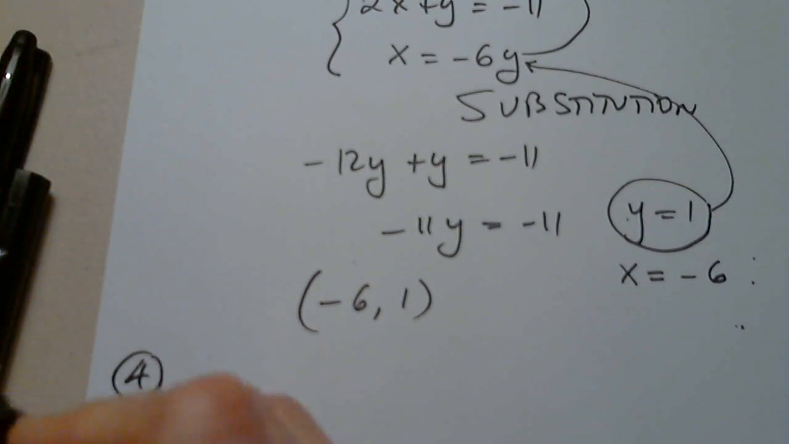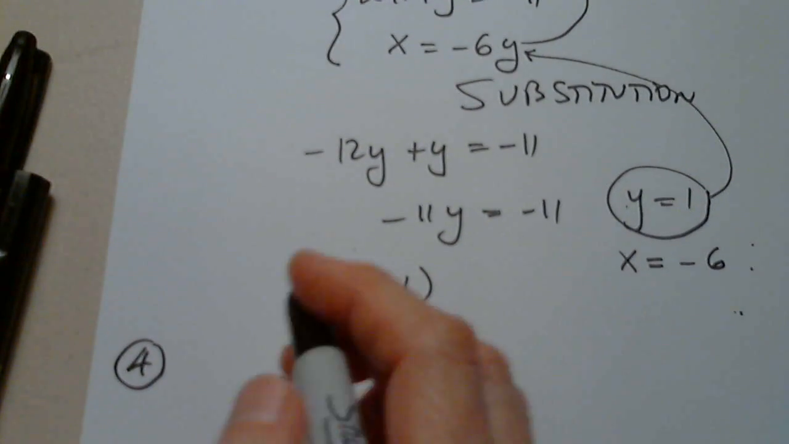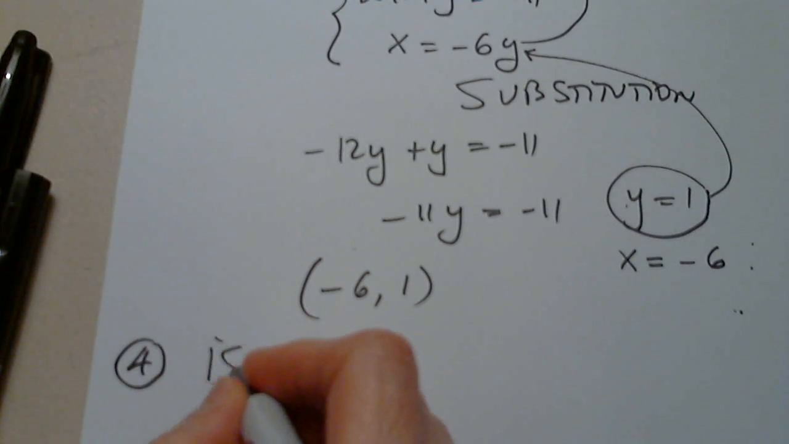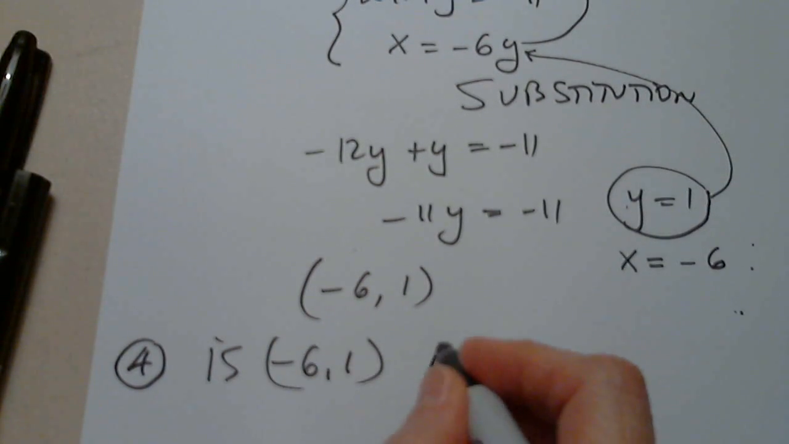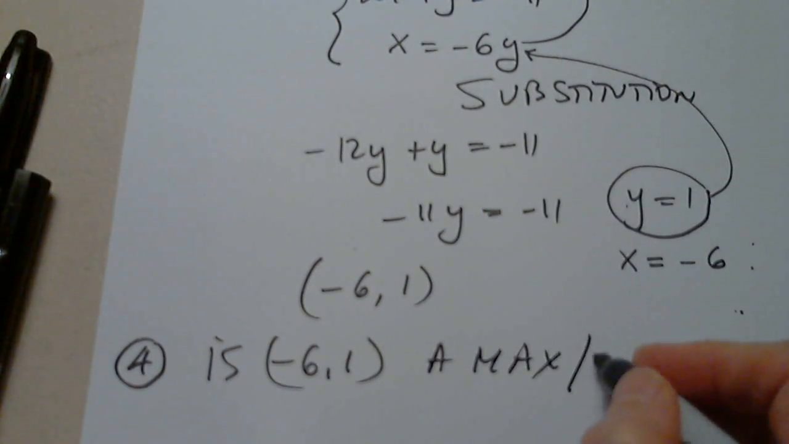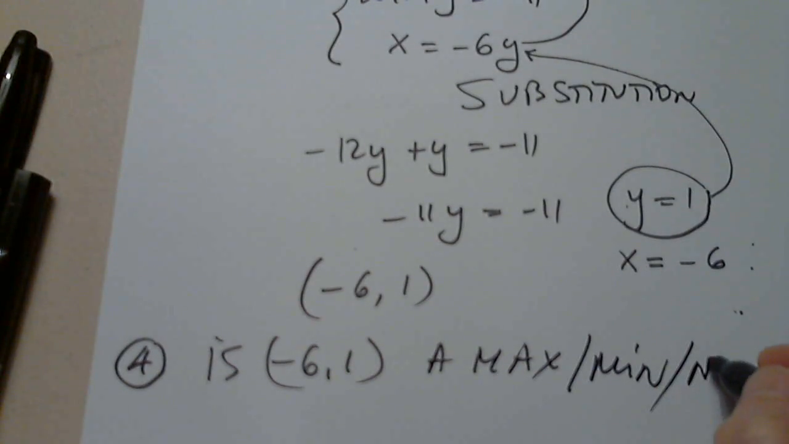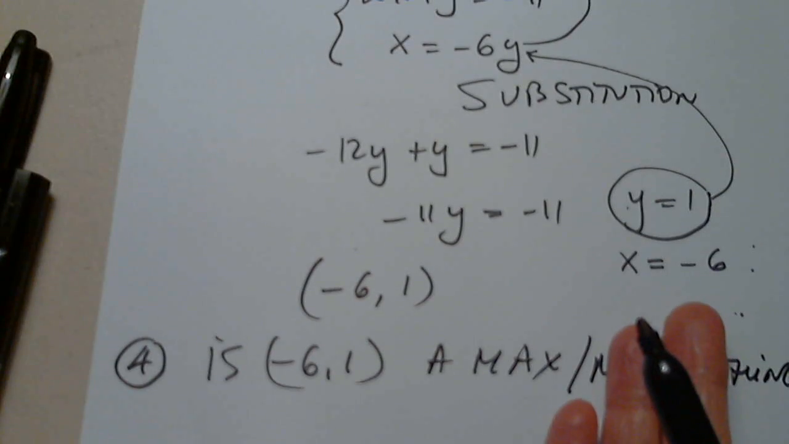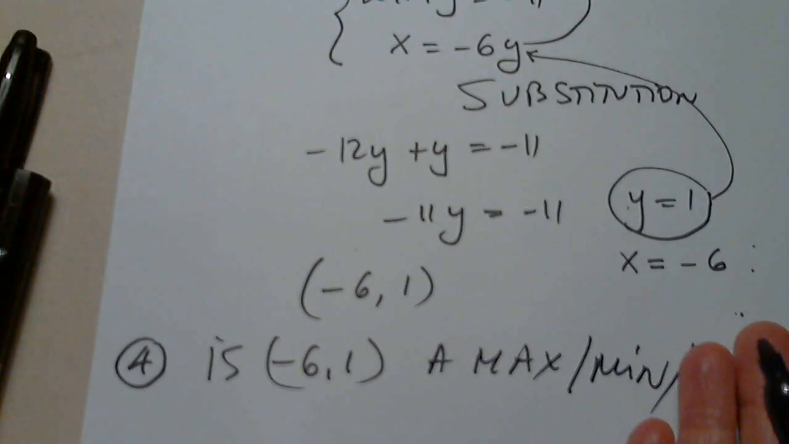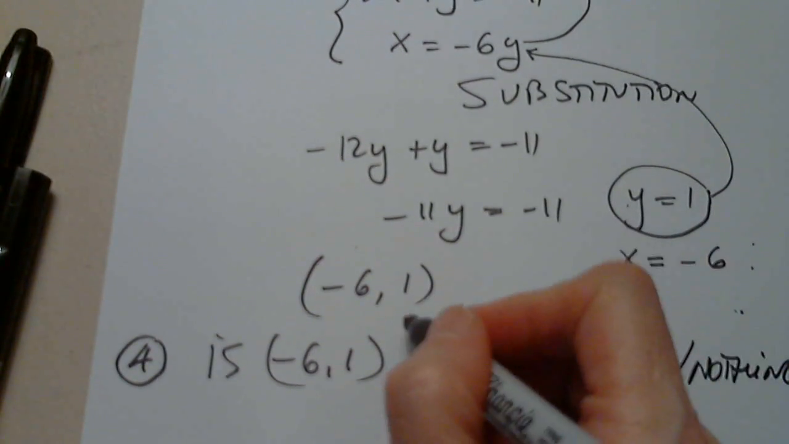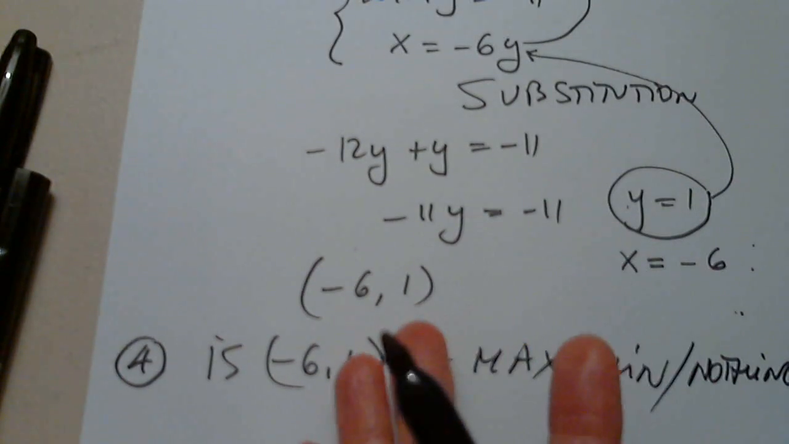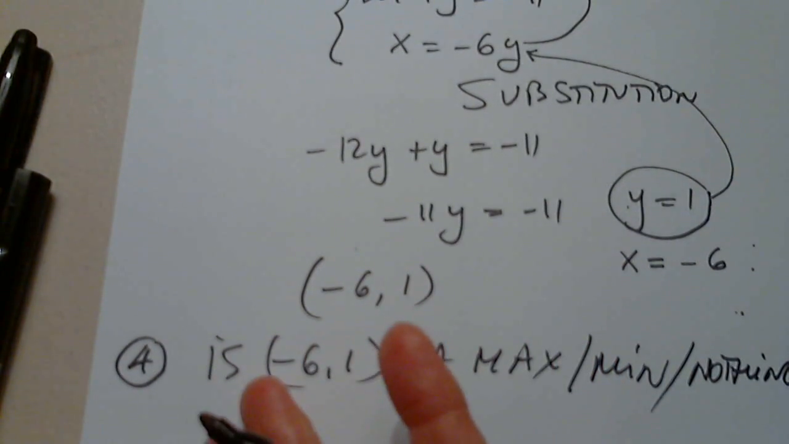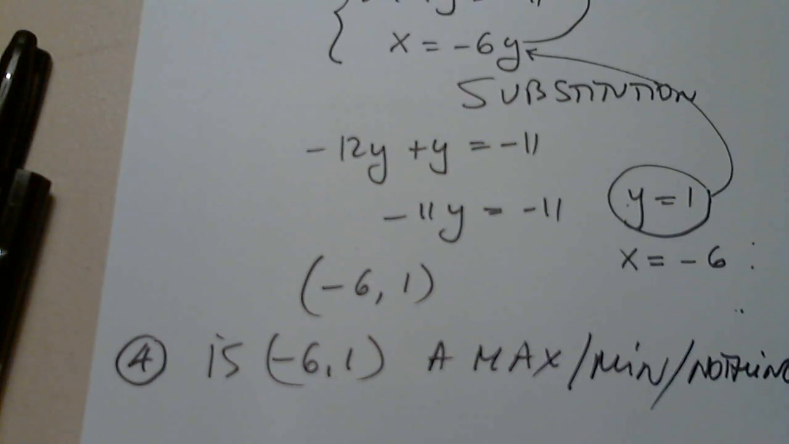In step number 4, the question is: is negative 6, 1 a max, a min, or nothing? Because we didn't have this with a function of one variable. We only got a critical number. This is a critical point. So we found a critical point. Is this critical point a max, min, or nothing?